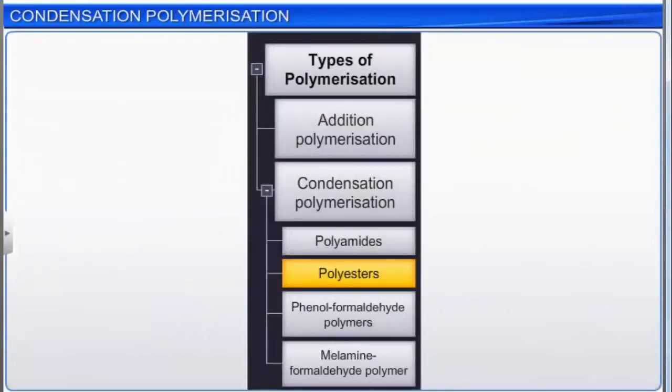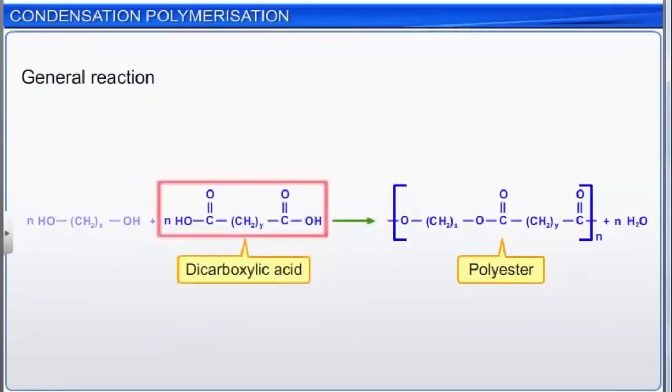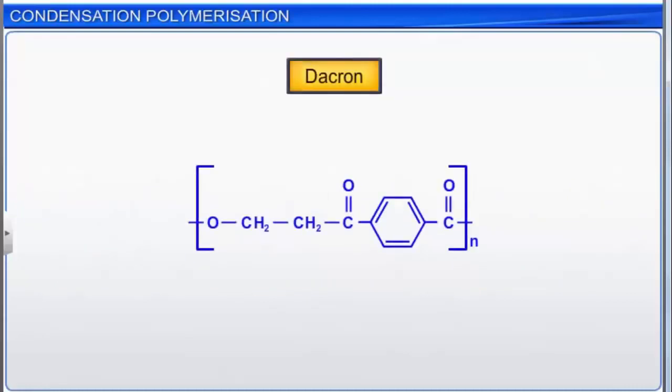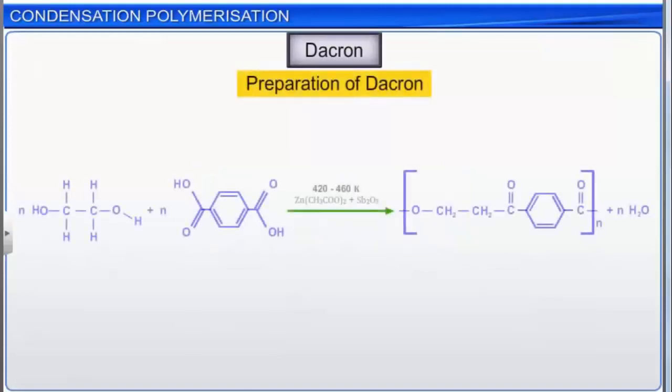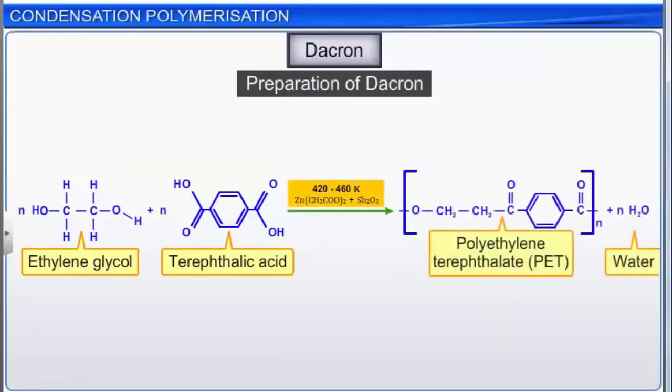Polyesters are another important group of condensation polymers. The general reaction to obtain a polyester is a condensation reaction between a dicarboxylic acid and a diol. Dacron is the trade name for polyethylene terephthalate, or PET, a common polyester. To make Dacron, ethylene glycol and terephthalic acid are reacted at 420 to 460 Kelvin in the presence of a zinc acetate, antimony trioxide catalyst.